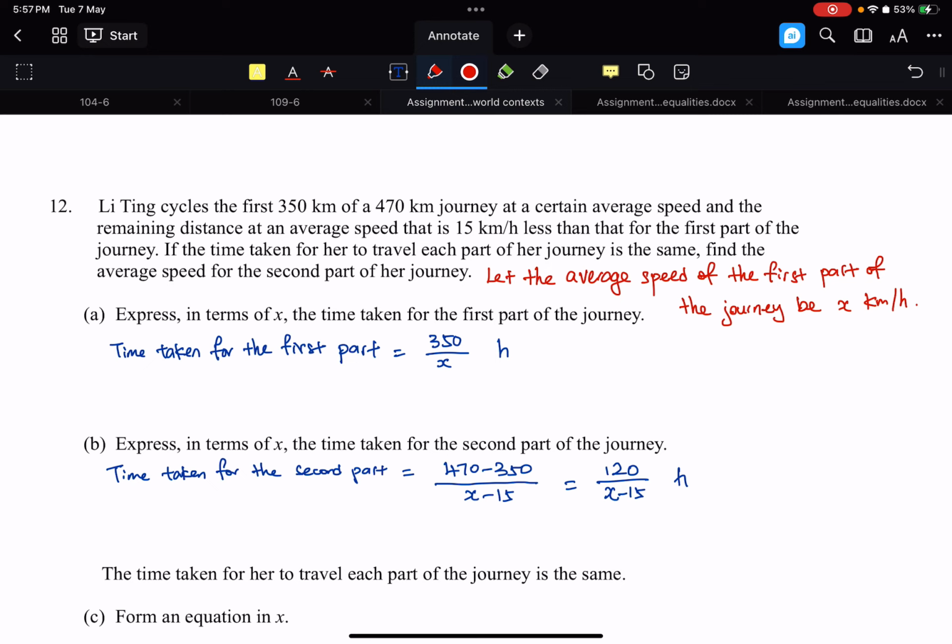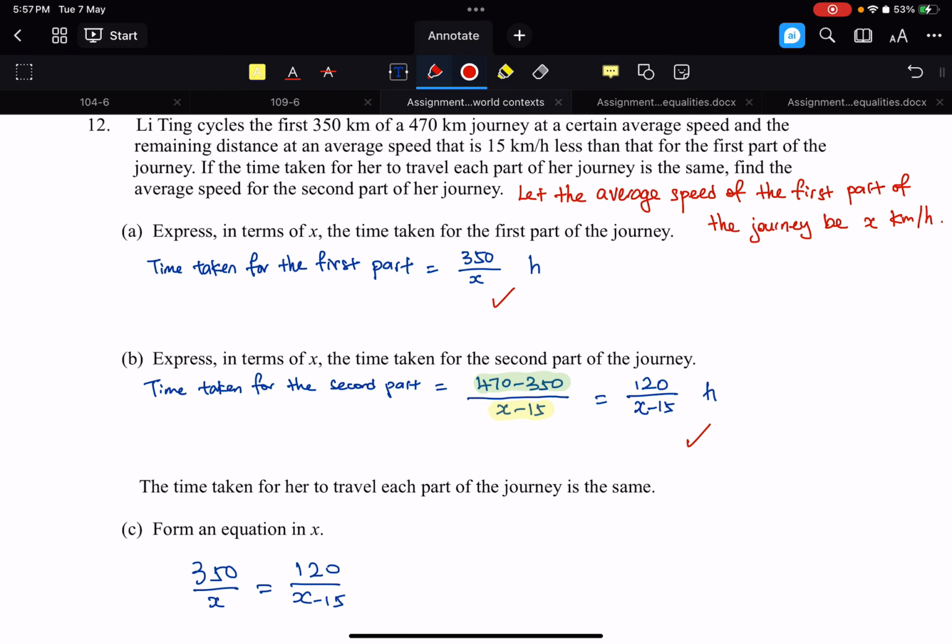So the time taken for the first part in this case will be distance over speed, sorry. So distance over average speed, we have 350 over x. Now for the second part of the journey, the remaining distance is 470 minus 350, and the speed has also been updated, it is 15 km per hour lesser, right? So we simplify it, we should get 120 over x minus 15.